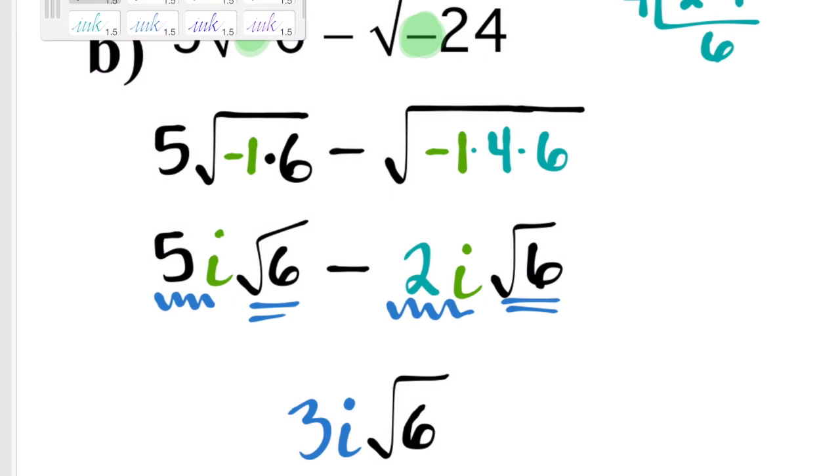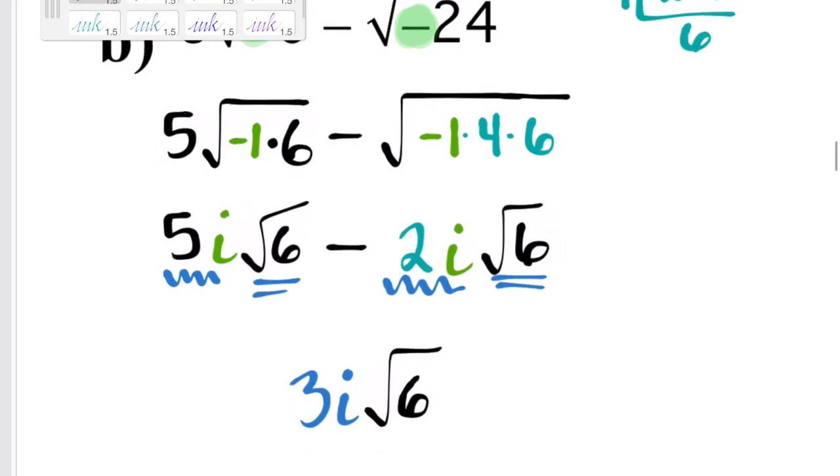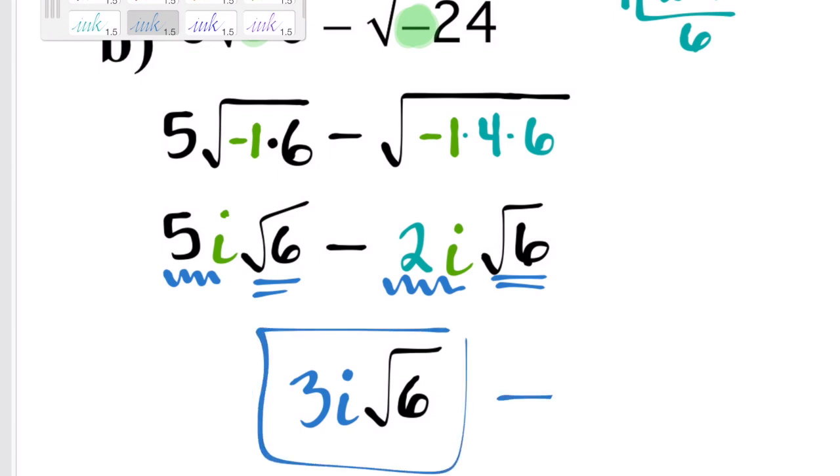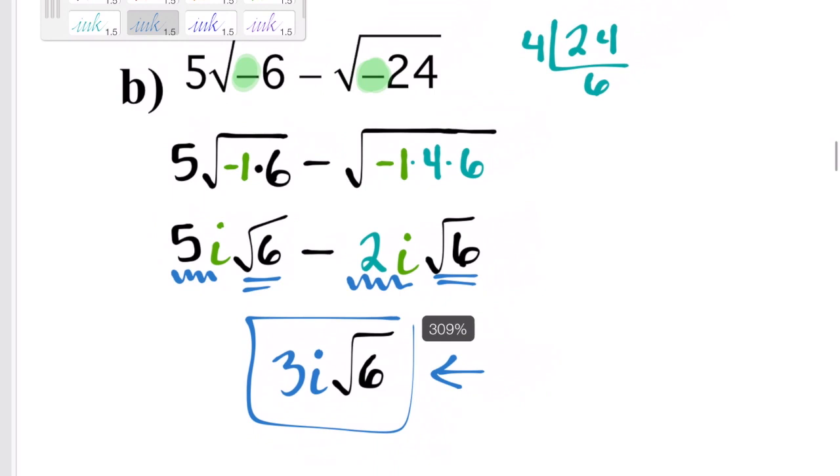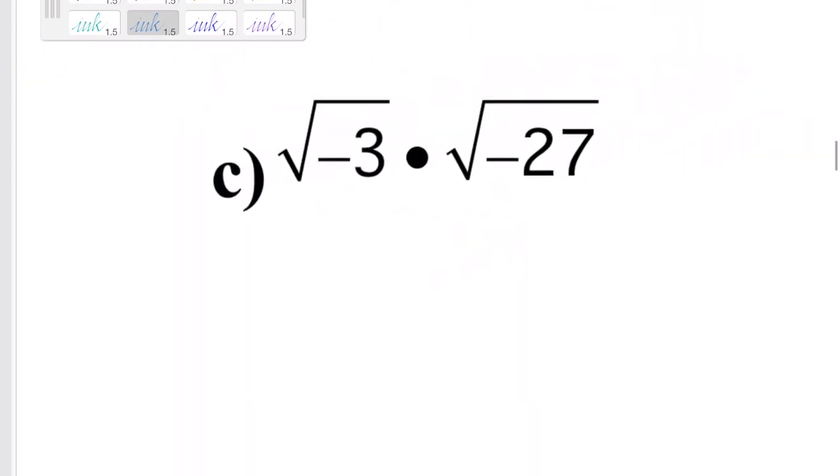So the i and the square root 6 kind of work the same way as if we had an x or an x squared. If we have terms where the numbers both have the i and the same number underneath that radical, we can combine them. And then this next one, we have multiplication. Before we multiply something that has a negative underneath the square root, we want to take that out.